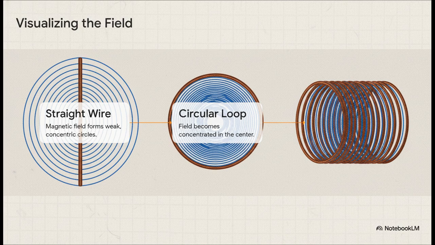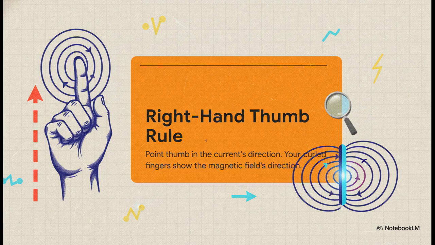You start with a simple straight wire, and you get these kind of weak circular magnetic fields around it. But what happens if we bend that wire into a loop? See that? The field gets all concentrated in the middle. It gets stronger. Then, for the final boss move, we stack a whole bunch of loops together to make a solenoid. And inside that thing, whoa, the field becomes incredibly strong and really uniform. And that's the goal. Okay, but which way is the field pointing?